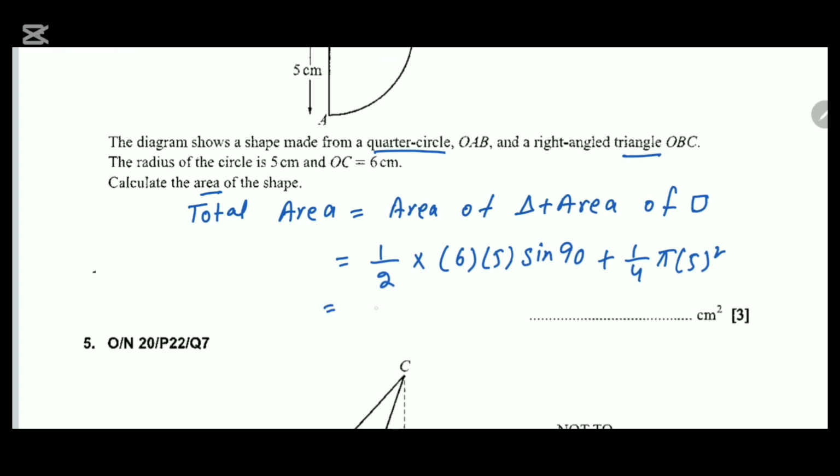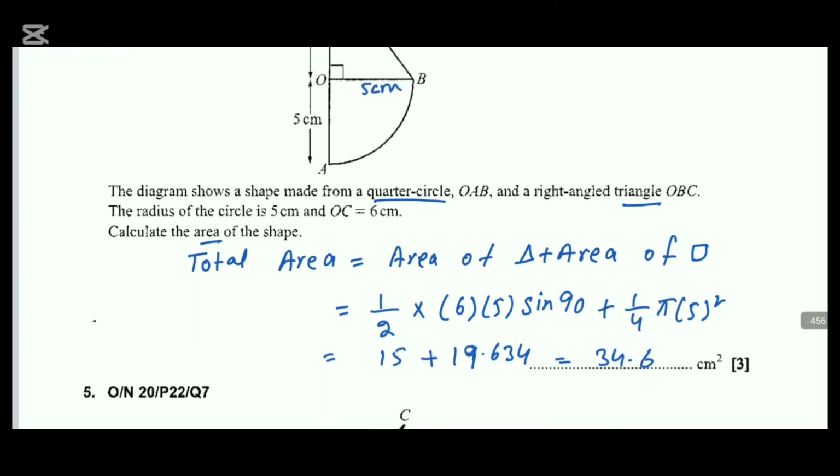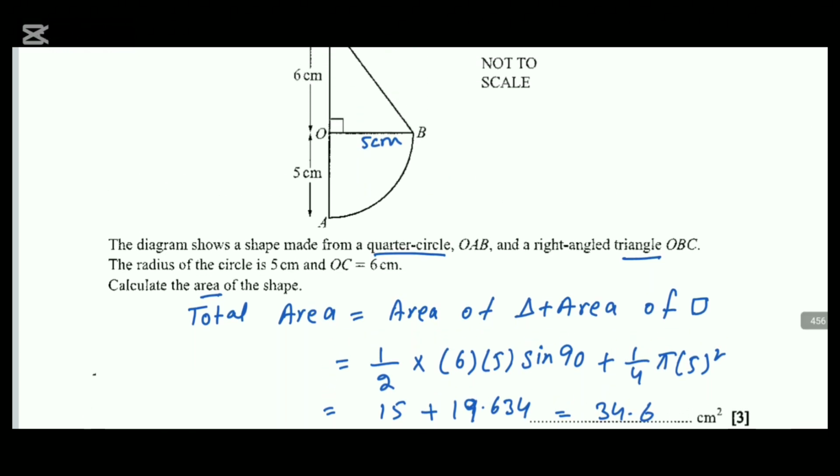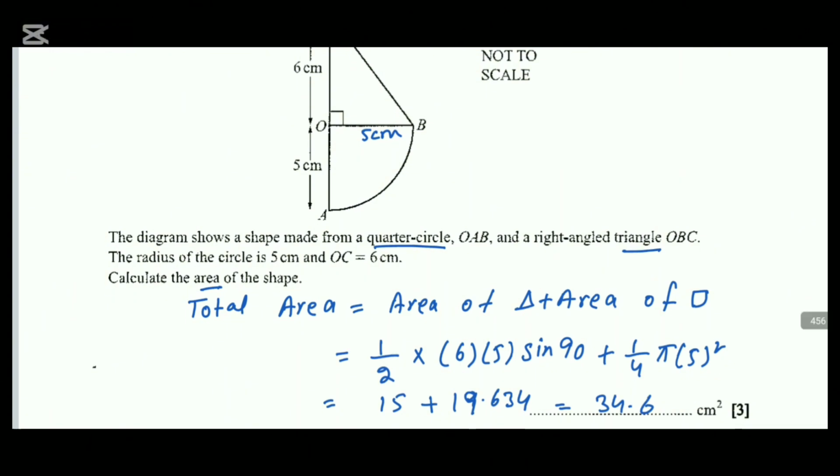Okay, after that we will solve it. You will get 15 for this part, and the area of the quarter circle is 19.634. So if you add them, you will get 34.6 centimeter square. Okay, so this is the final answer. So this is the way you will solve the area of joint shapes.